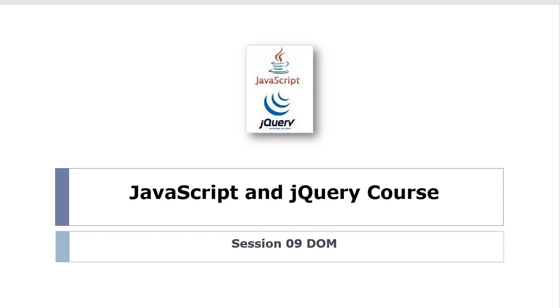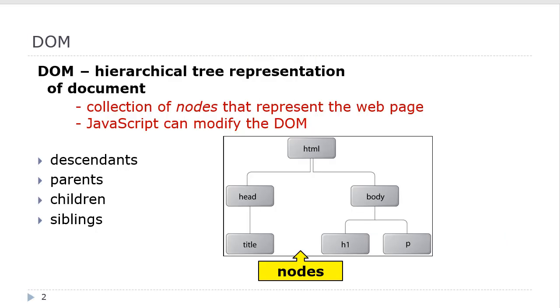Welcome to our class. In this class, we will continue learning about the document object model. We have already learned that the document object model is a tree representation of the document in the form of nodes that have a parent-child descendant relationship.